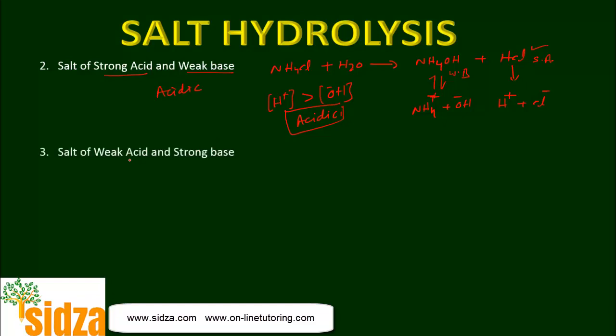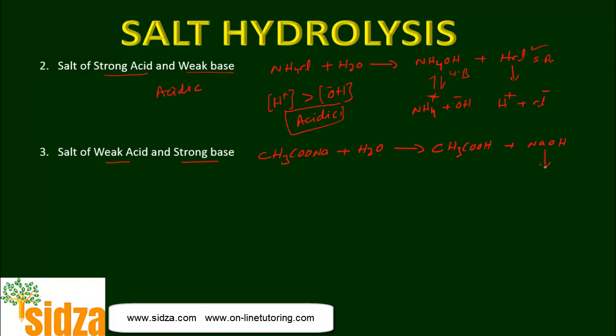Another salt is the salt of a weak acid and a strong base. So again we can take here an example of a weak acid and a strong base, which is sodium acetate. So acetic acid is actually the weak acid, and the sodium hydroxide will be a strong base, right? So if you take a salt of a weak acid and a strong base like this, sodium acetate, if you do the hydrolysis here, what do you get now? You will get acetic acid, CH3COOH, and you will get the sodium hydroxide here.